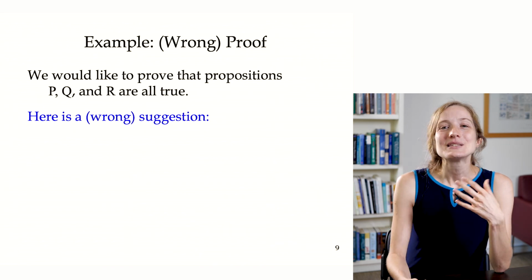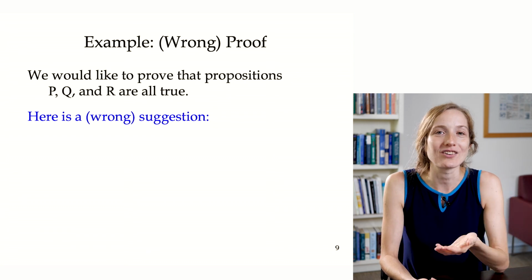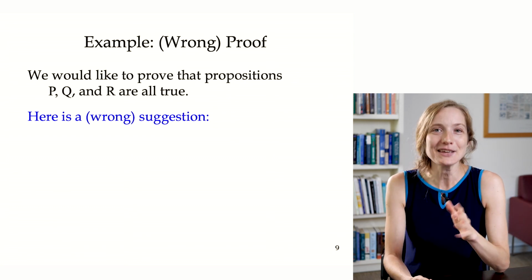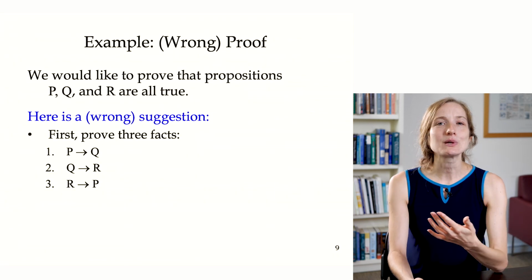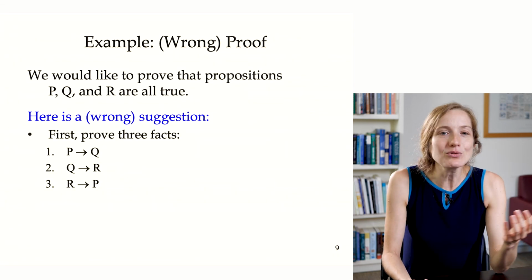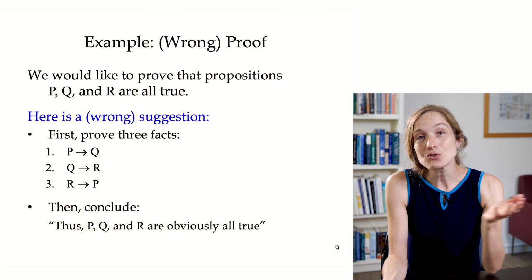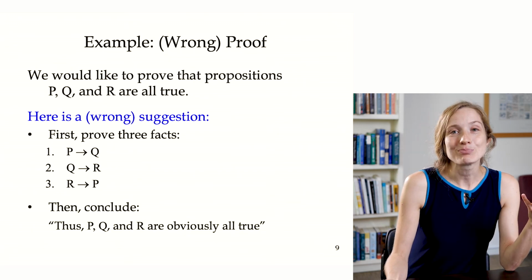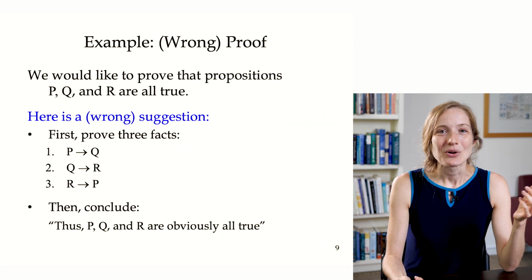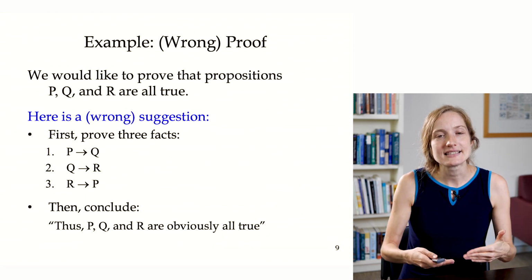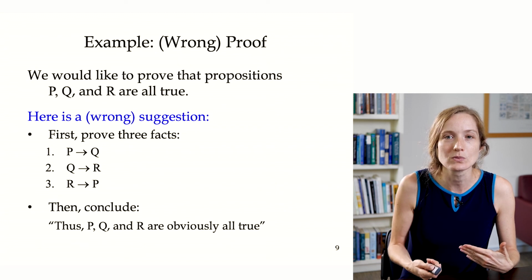Suppose we would like to prove that all the propositions P, Q, and R are all true. Here is a wrong suggestion to do that. Suppose that we first prove that P implies Q, Q implies R, and R implies P, and then try to conclude, thus P, Q, and R are obviously all true. So what is this attempted step? How does that translate to some inference rule?